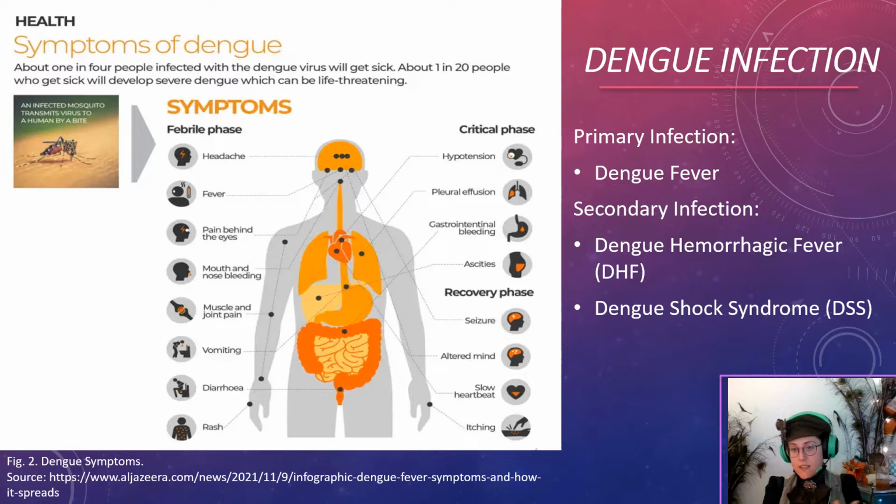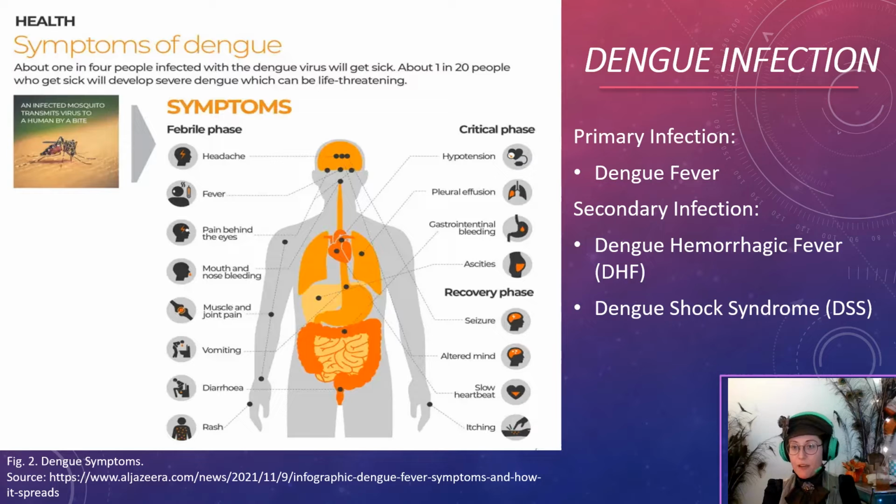As it currently stands, the treatment options for dengue are antivirals, but mainly it's tepid sponging, so applying a cold compress to the body to help bring down the fever, as well as providing antipyretics, so medicines that will bring down the fever and reduce the pain for the patient. Also, as of May 27th of last year, the FDA did approve a vaccine for dengue. It's called Dengvaxia.